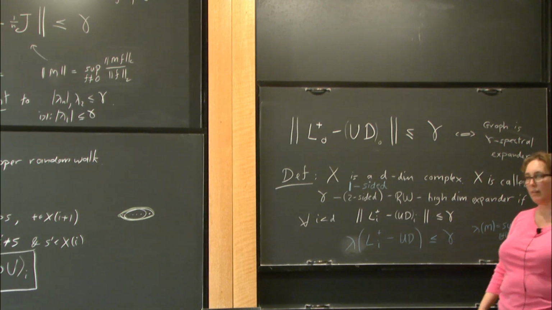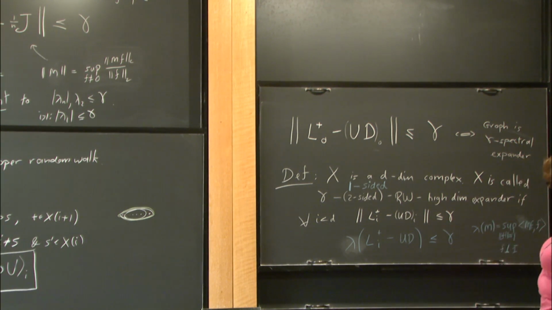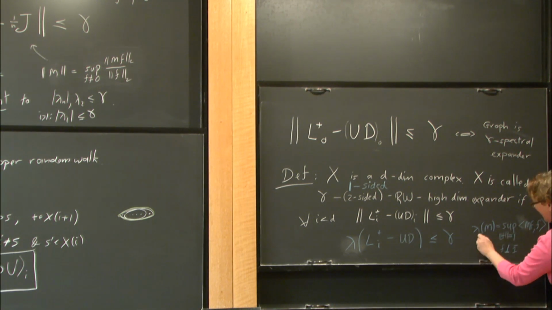I'm sorry, because I cannot read there. What is under the sup? Just normalizing f and having it orthogonal to the all ones. It's what you would naturally, usually we define like the maximum between lambda 2 and the absolute value of lambda n. But here, in this definition, it's just lambda 2. I can even add a 2 here. Because you're just saying lambda 2 needs to be bounded. I don't care about lambda n.